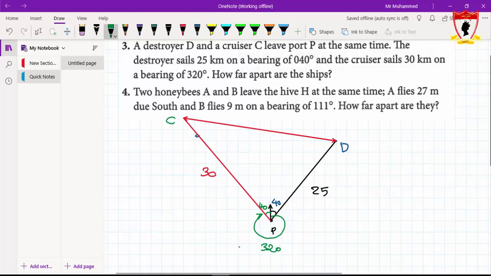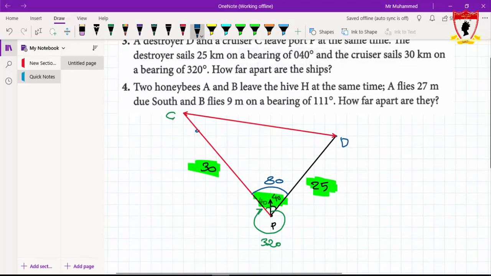Now look at this triangle. We have two sides with the angle between them. So it's the perfect time to use cosine rule. This angle, it's 40 on the side, 40 on the other side. This angle is 80 degrees. And we know these two lengths, we can find the length of the missing side.